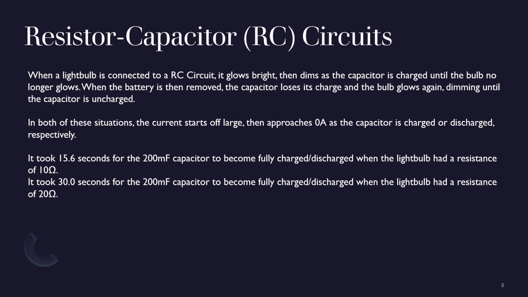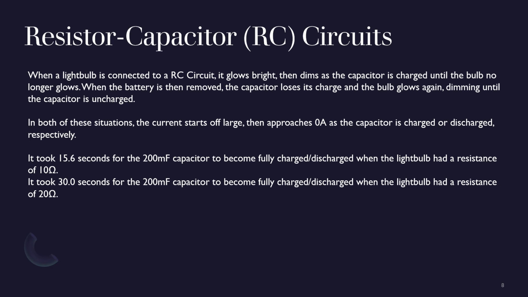When a light bulb is connected to a resistor-capacitor circuit, it glows bright, then dims as the capacitor is charged until the bulb no longer glows. When the battery is then removed, the capacitor loses its charge and the bulb glows again, dimming until the capacitor is uncharged. In both of these situations, the current starts off large, then approaches 0 amps as the capacitor is charged or discharged respectively.